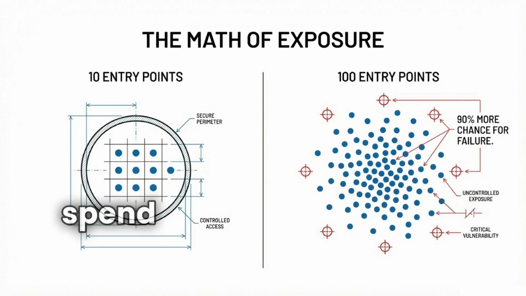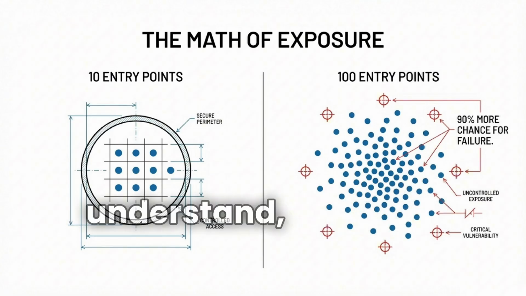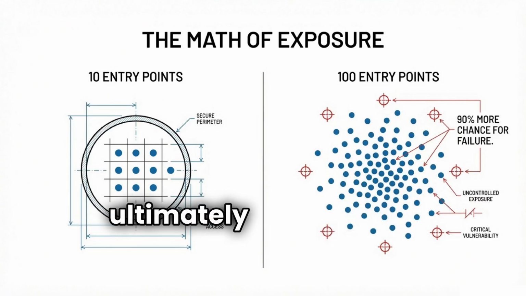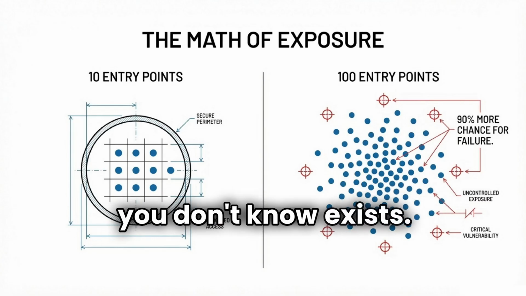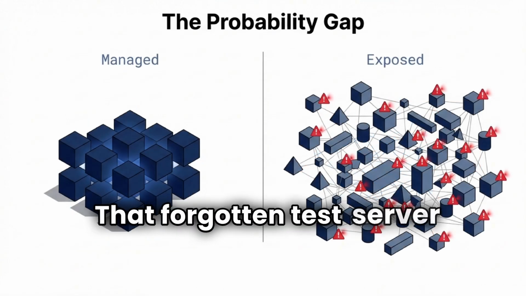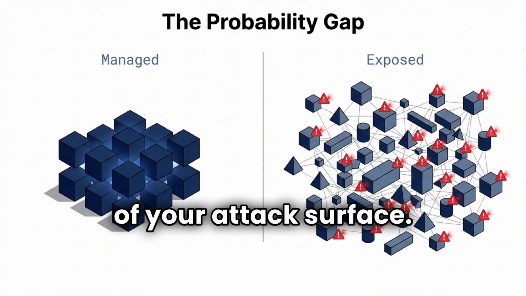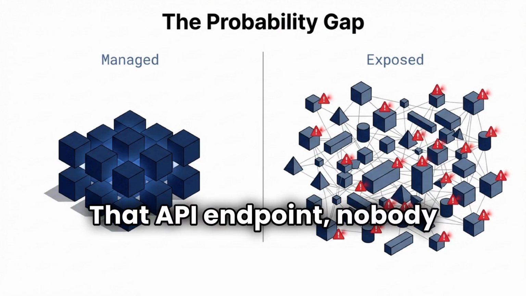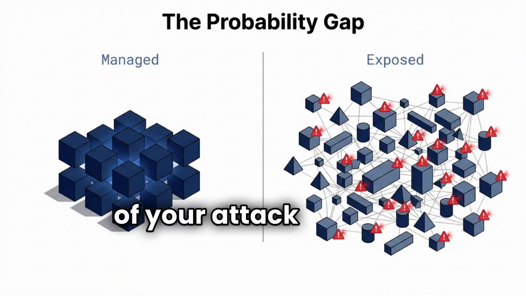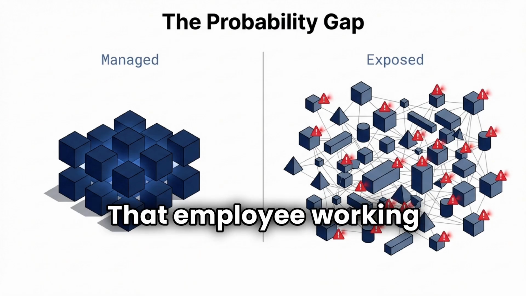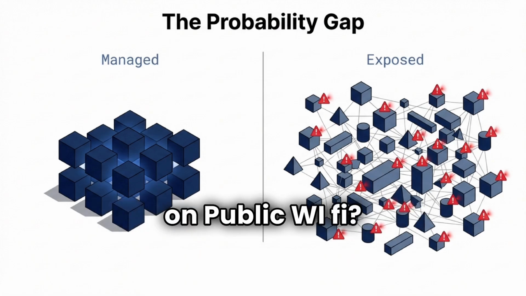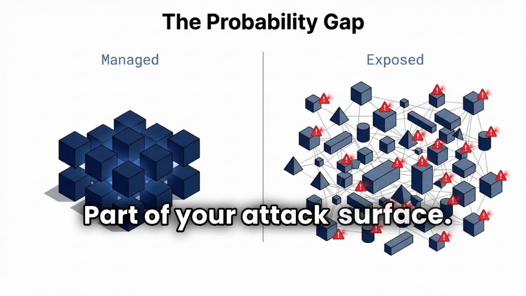Security professionals spend enormous amounts of time trying to understand, map, and ultimately reduce their attack surface, because you can't defend what you don't know exists. That forgotten test server, still connected to the internet? That's part of your attack surface. That API endpoint nobody documented, part of your attack surface. That employee working from the coffee shop on public Wi-Fi. Yup, part of your attack surface.